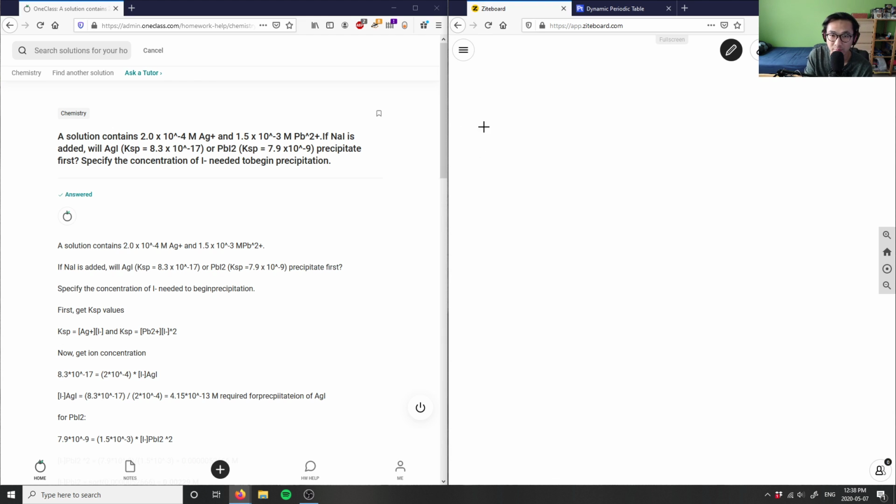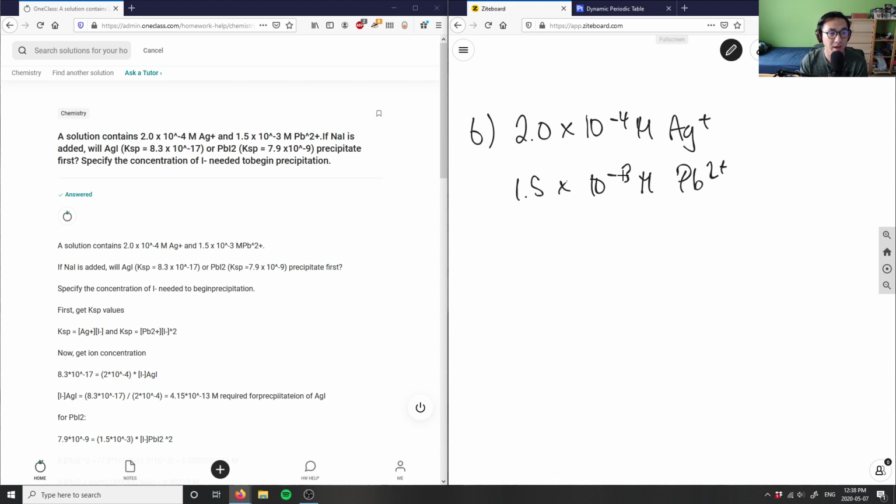Okay, so I'm given a lot of things here, a lot of information in number 6. So let me write this down. I have 2.0 times 10 to the negative 4 moles of Ag+. I also have 1.5 times 10 to the negative 3 moles of Pb2+ here. And if sodium iodide is added, will silver iodide or lead iodide precipitate first? So I'm adding sodium iodide to this equation here.